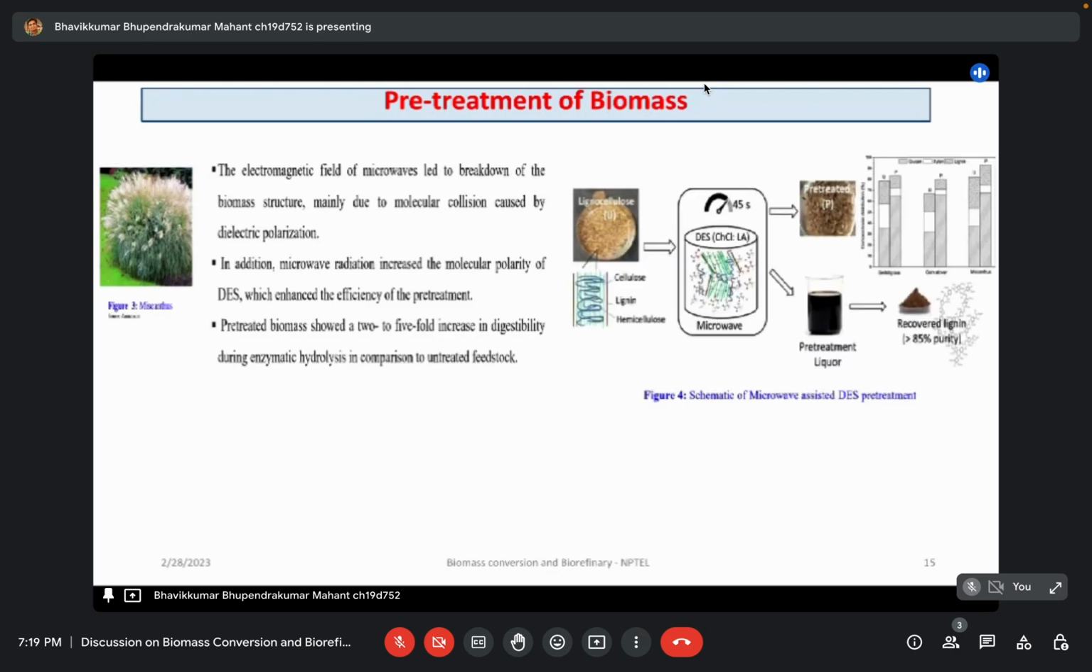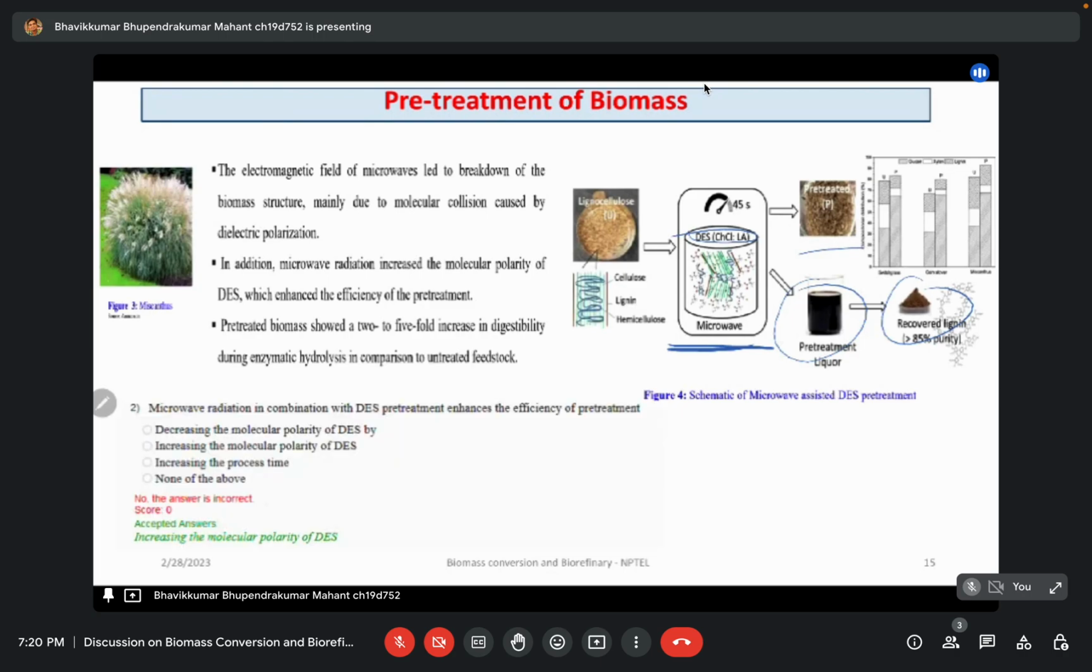So this is how microwave treatment is given to the deep eutectic solvent. Eutectic solvents are solvents in which a minimum of two solvents are mixed. In that, one solvent has hydrogen donor characteristics, the other has hydrogen acceptor characteristics. So in the presence of microwave, if you do the experiment, this is how you can separate out the lignin. You can recover the lignin, and other than that you can separate the cellulose and hemicellulose.